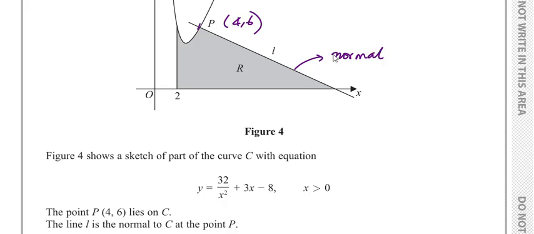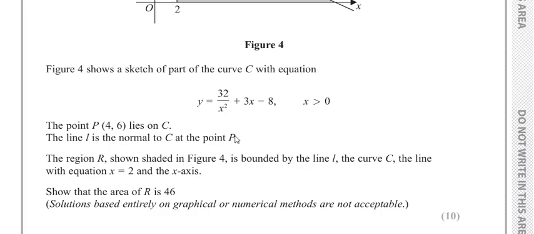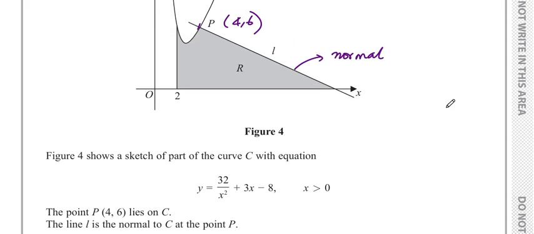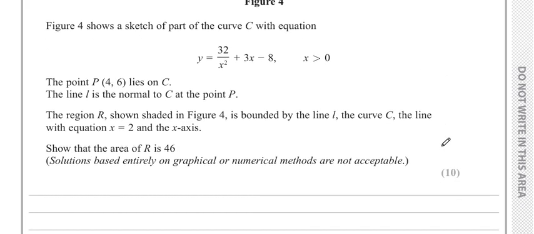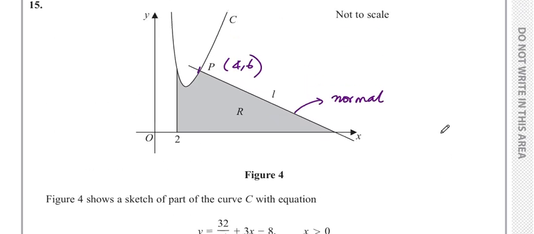The region R shown shaded in figure 4 is bounded by the line L, the curve C, the line with equation x is equal to 2 and the x-axis. That's R. Show that the area of R is 46. So this is a show that question, so the answer is given to you. So you will know at the end whether your answer is correct or not. We need to show that this is 46.